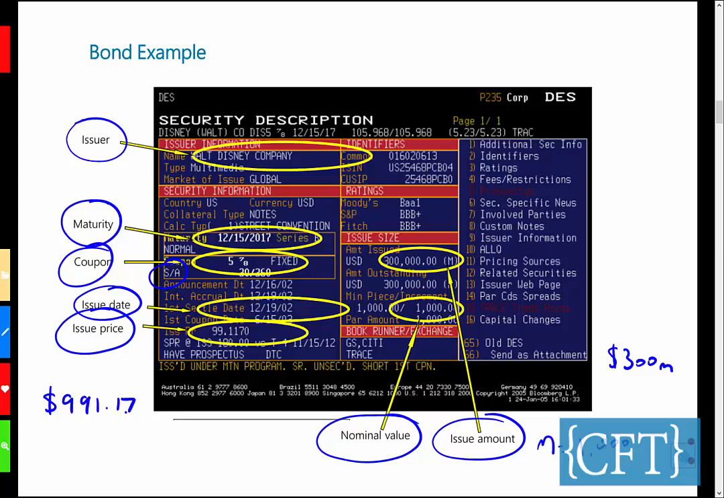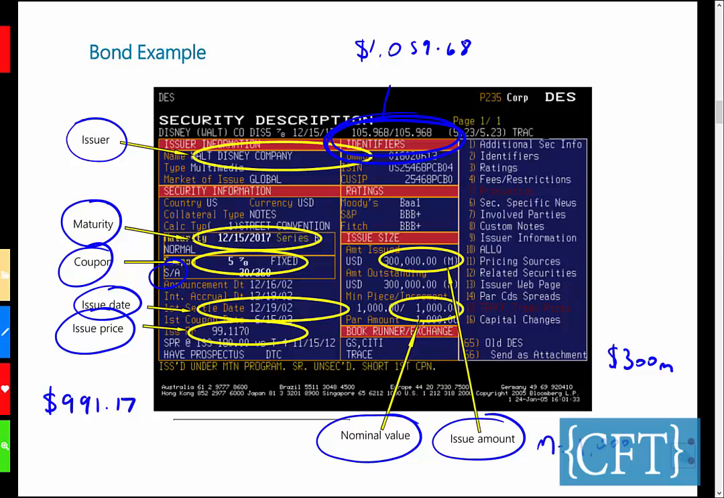And the final thing just to note, if you can see at the very top up here, we have the current price of the bond, and that's the bid offer spread. We see bid offer spreads throughout the CFD. And that means that if I was to buy this bond today, the price would be 105.968. Again, that's per 100 of nominal value. We know there's 1,000 of nominal value, so the actual cost of the bond today is 1,059.68.